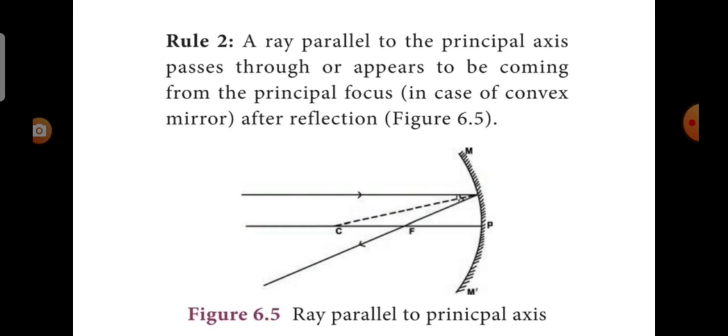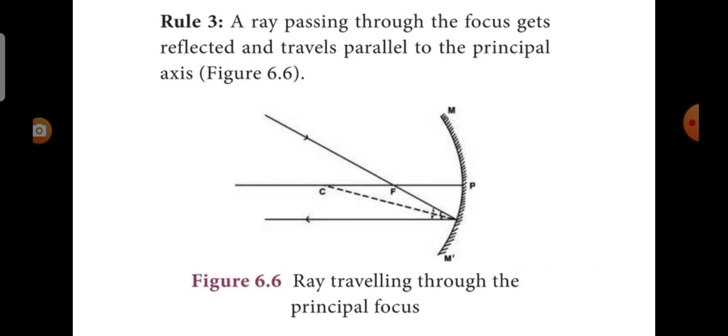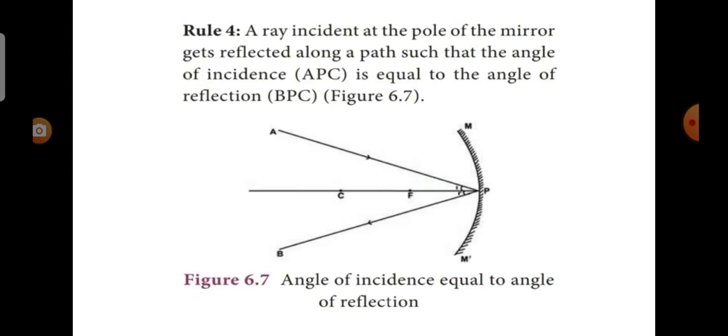Now the next rule, rule 2: a ray parallel to the principal axis passes through, or appears to be coming from, the principal focus after the reflection. Rule 3: a ray passing through the focus gets reflected and travels parallel to the principal axis. The last rule: a ray incident at the pole of the mirror gets reflected along the path such that the angle of incidence is equal to the angle of reflection.